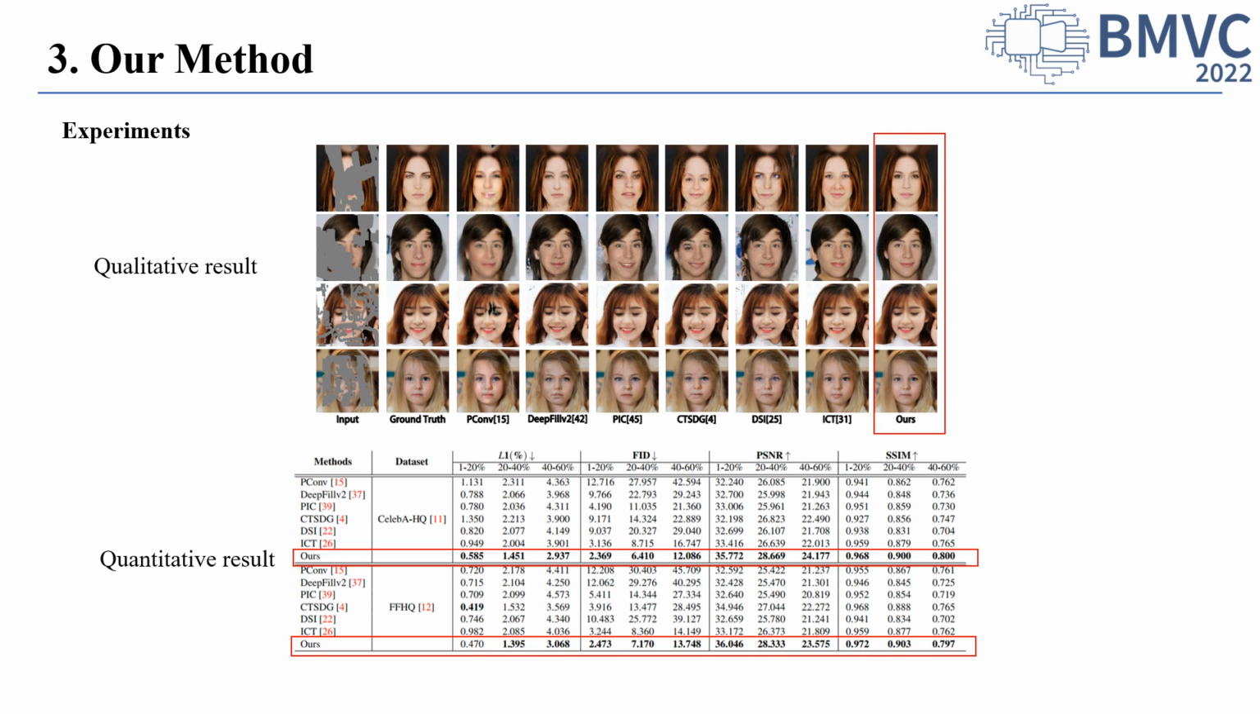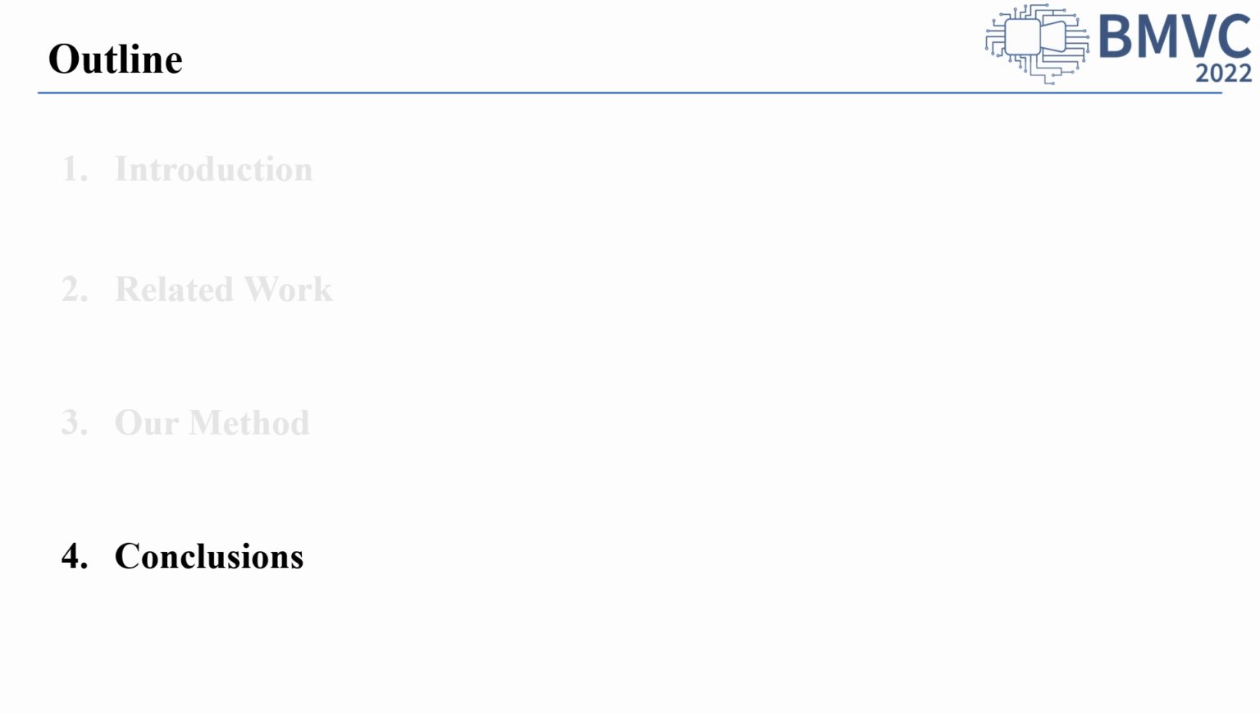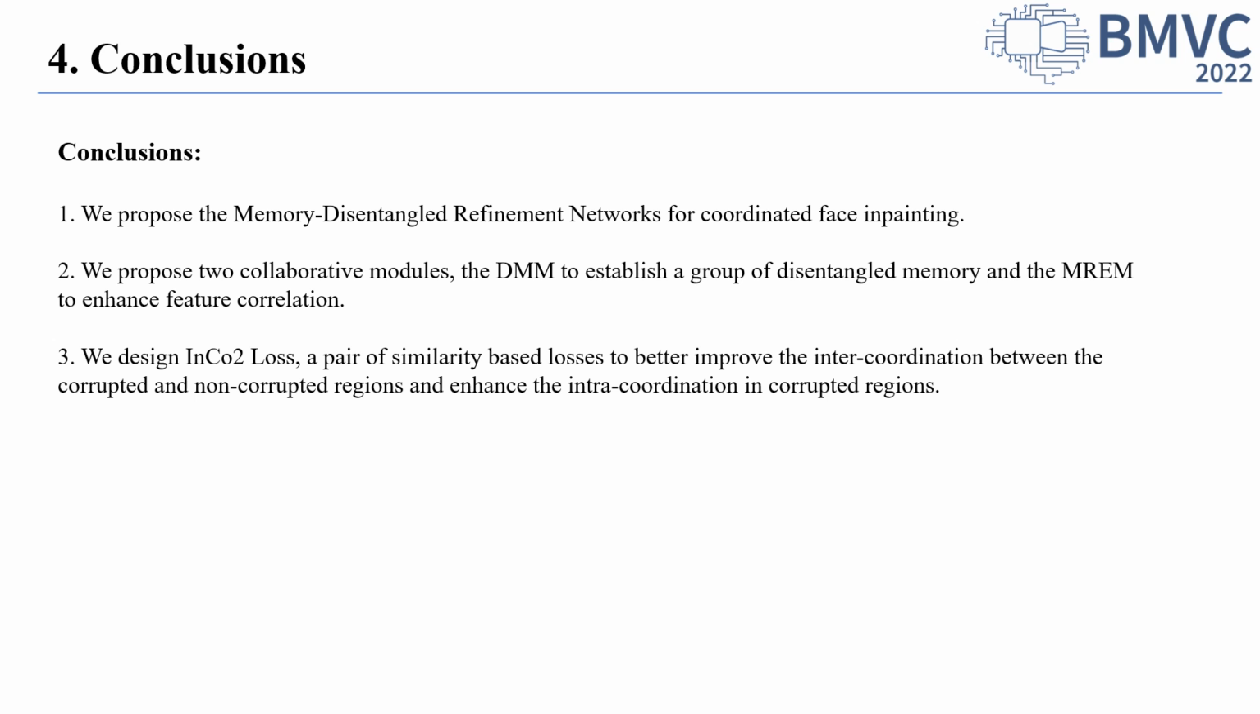Then let's go to our experiments. This is the result of qualitative analysis and quantitative analysis. We conduct extensive experiments on CelebA-HQ and FFHQ datasets, which demonstrate the superiority of our method compared with previous state-of-the-art methods. Finally, the last chapter about conclusions.